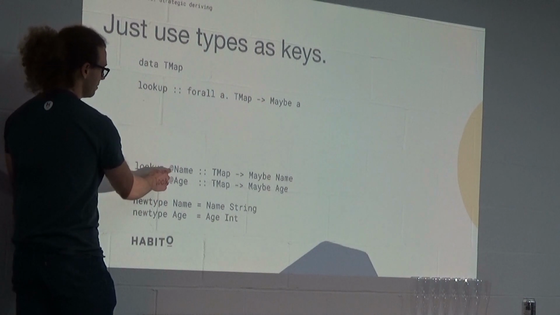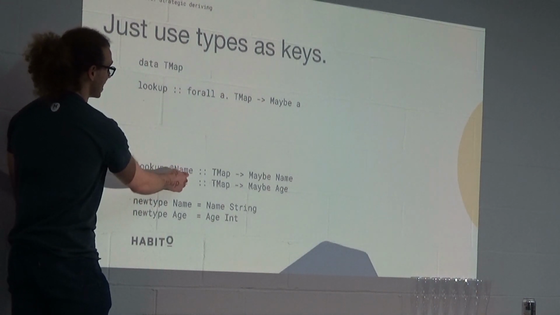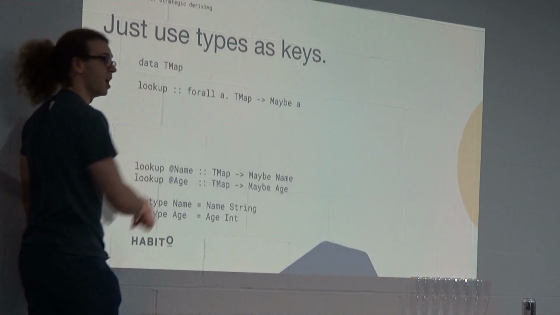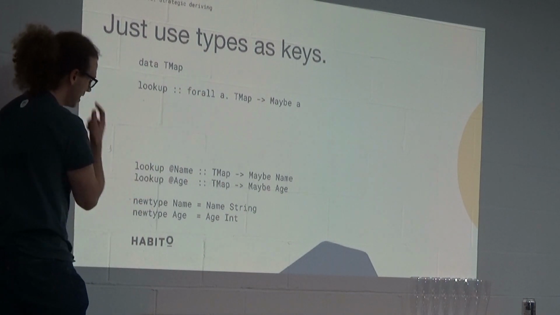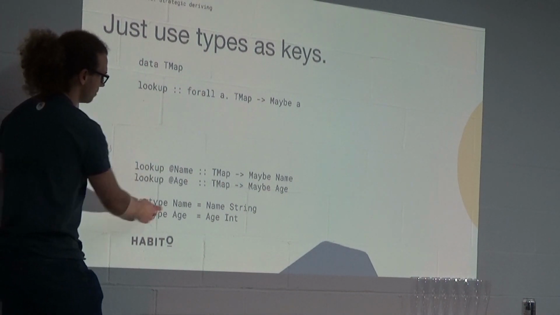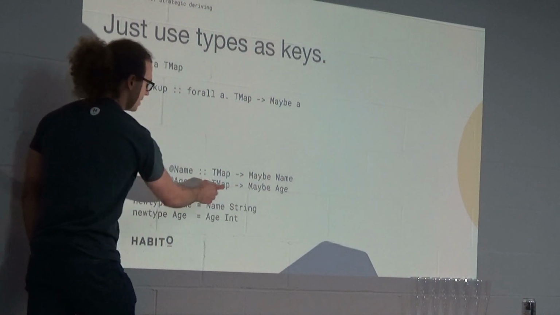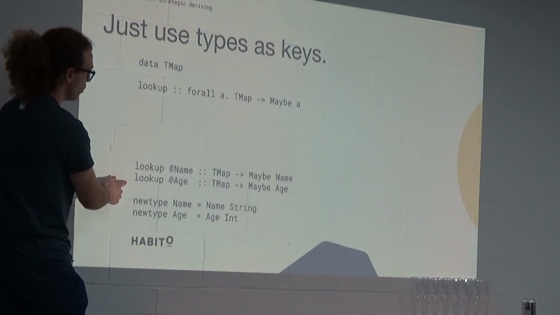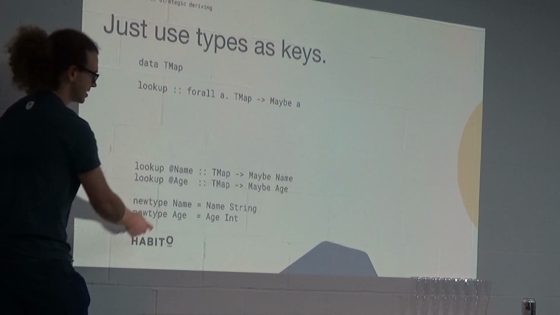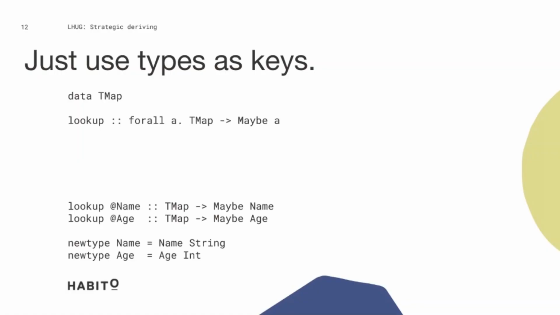But now you can, by specifying @name, which will fill in a type argument. We call this type application. So you can say lookup @name, and that will magically give you a function of TMap to Maybe name and TMap to Maybe age, which is awesome, because now I don't have to write the keys, because the keys already exist. They are the types.